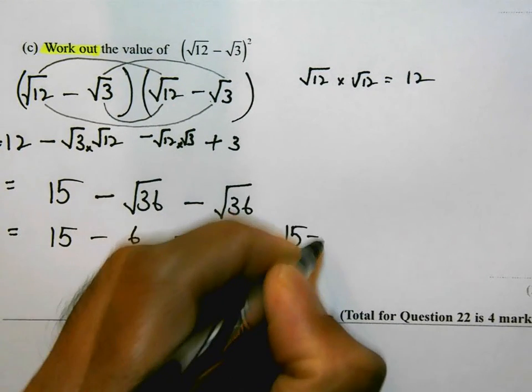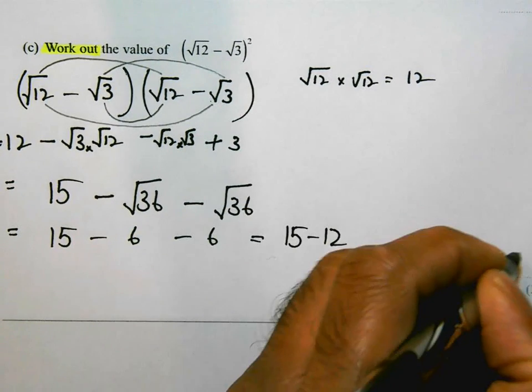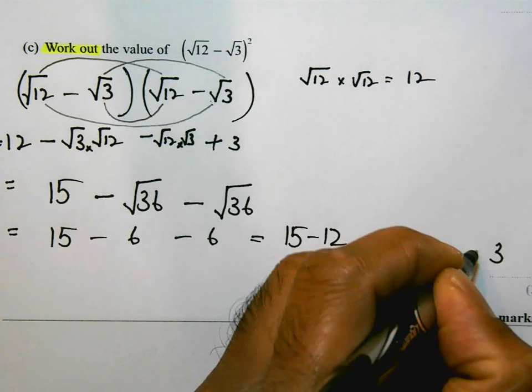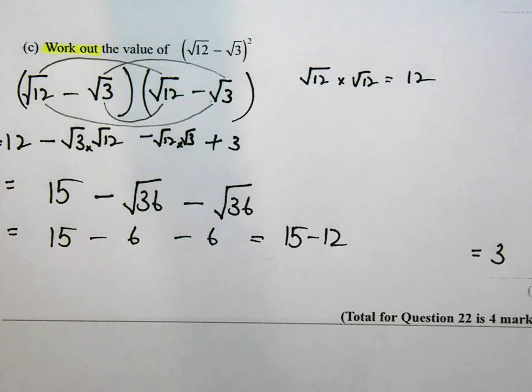In other words, 15 take away 12. So 15 take away 12 is 3. So that's my final answer. My final answer is 3. There are 4 marks available for this whole question. Right, you should be able to do it all, and especially if you're aiming for top grade, this question is one you should be able to get completely correct.